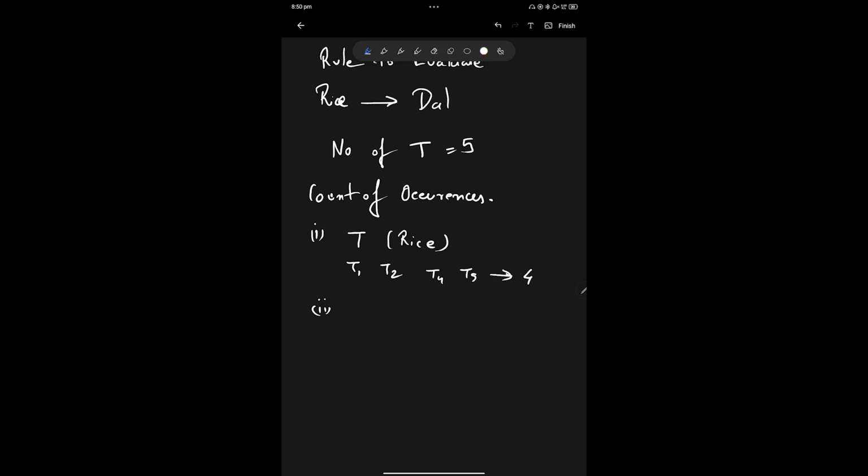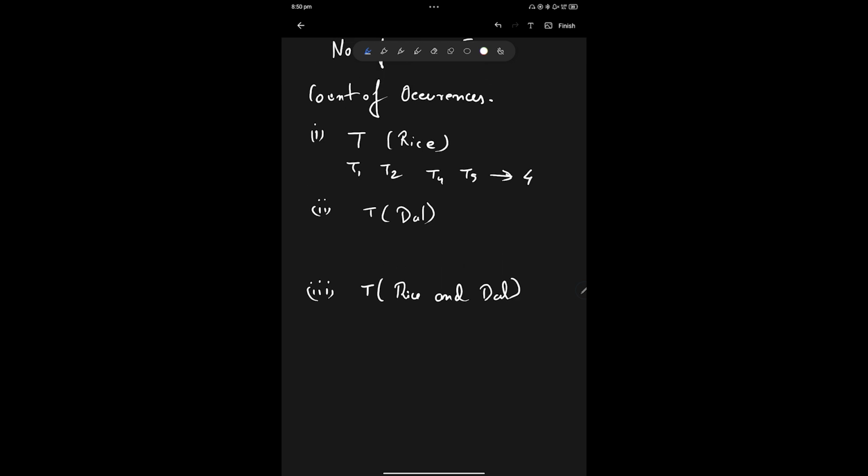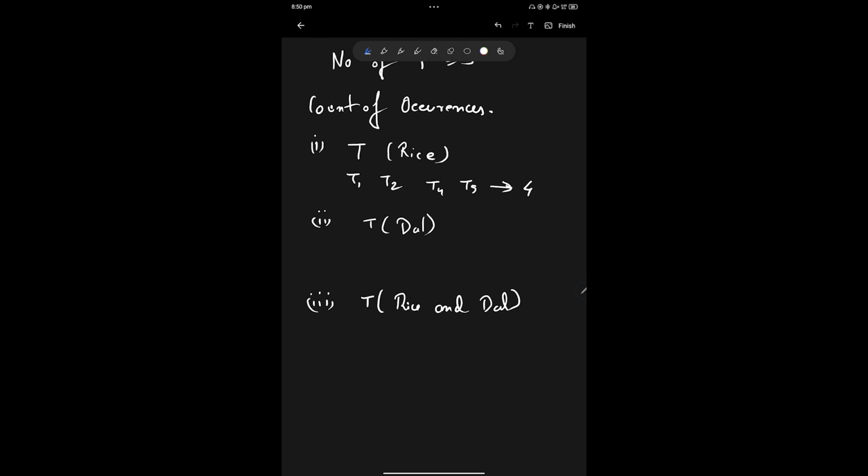Then similarly we have to find for the other 2 also: T with dal and T with rice and dal. Why are you finding rice and dal? I'll make you understand later. So here T with dal: T1, T3, T4 and T5, right? So that is also 4.